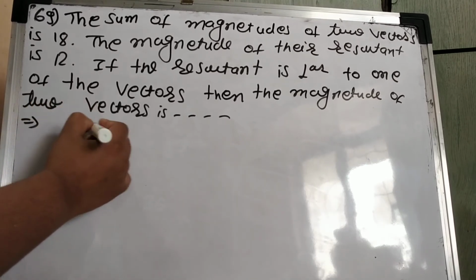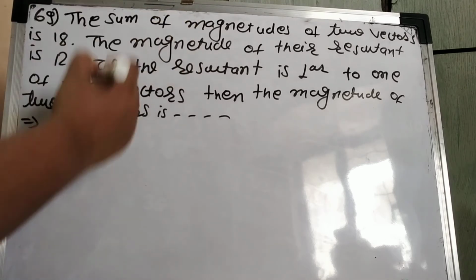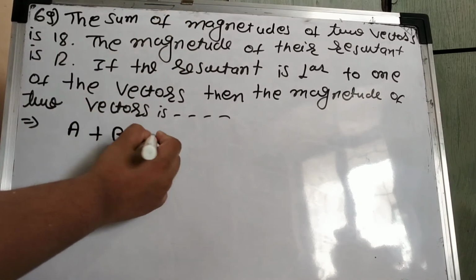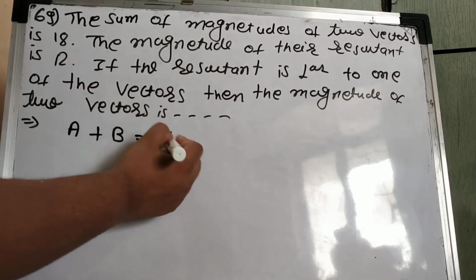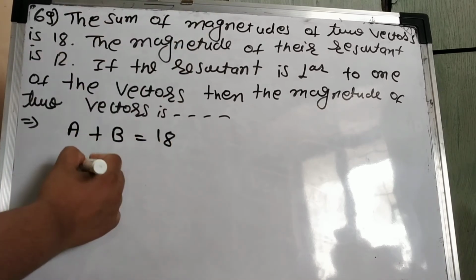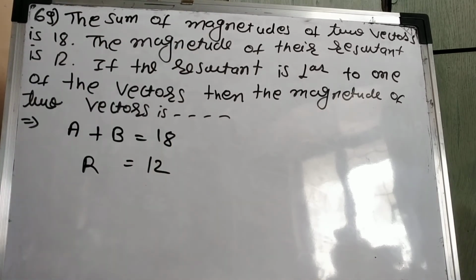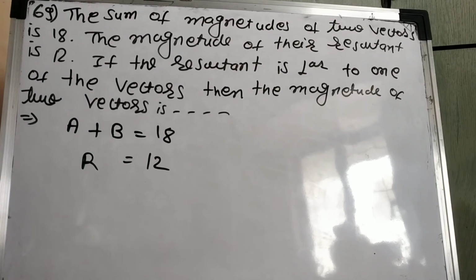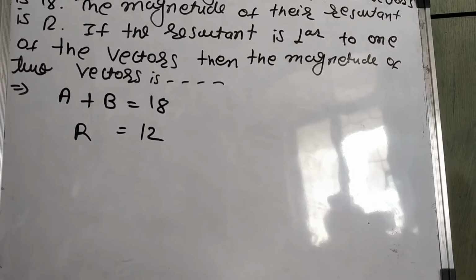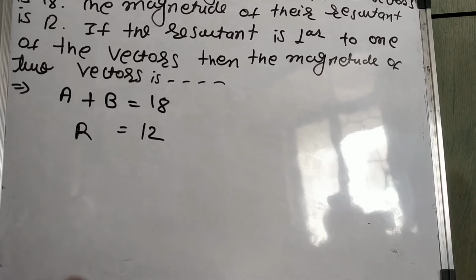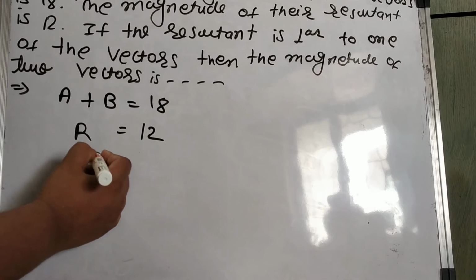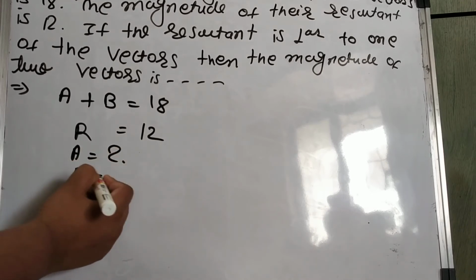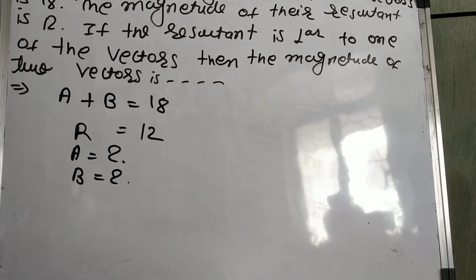We have to calculate the magnitude of the two vectors. Given, the sum of the magnitudes of the two vectors is 18, and the resultant R is 12. If the resultant is perpendicular to one vector, then we have to calculate A is equal to question mark and B is equal to question mark.